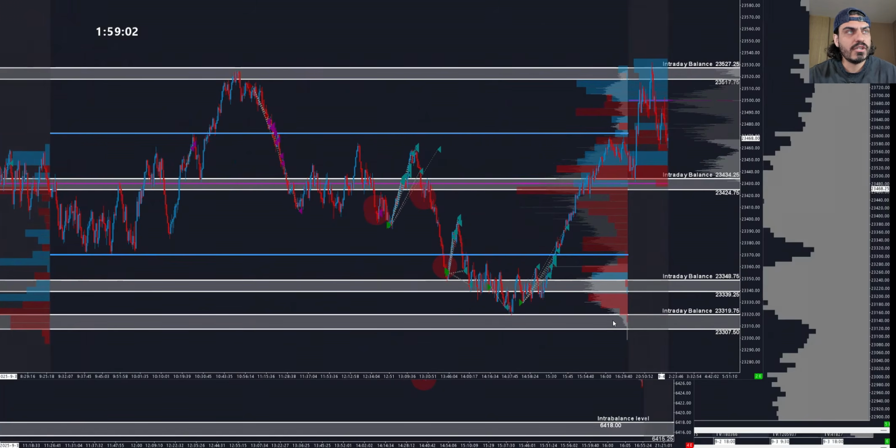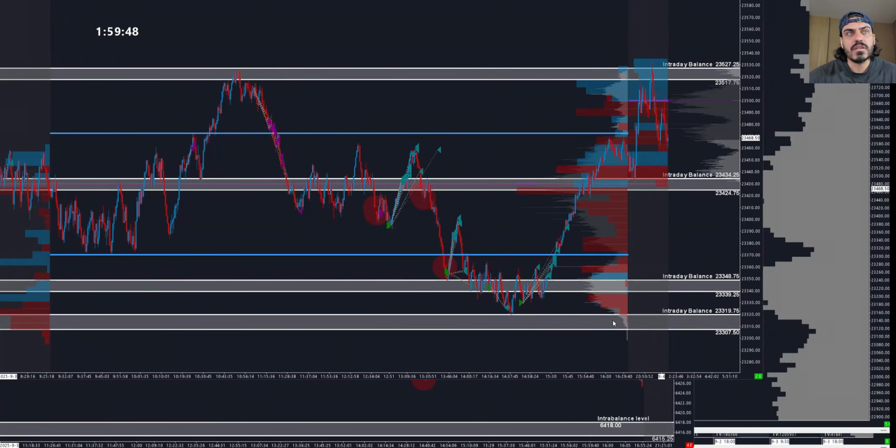Now, delta accumulation happens in two different ways. One of the main concepts that I'm looking for in terms of delta accumulation is, if I'm into a low or if I'm into a high, what kind of delta is clustered and accumulated at that area to give you more confirmation that this is indeed a support zone for me to buy the pullback or a resistance zone for me to sell rallies into.